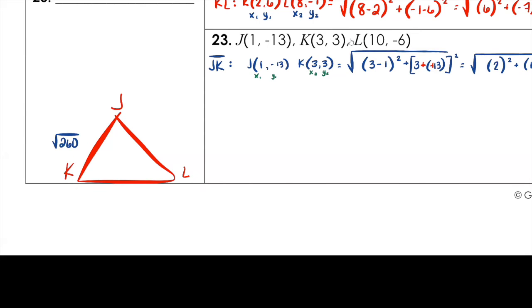Now let's do it for JL. Okay. So J is 1, -13. And L is 10, negative 6.